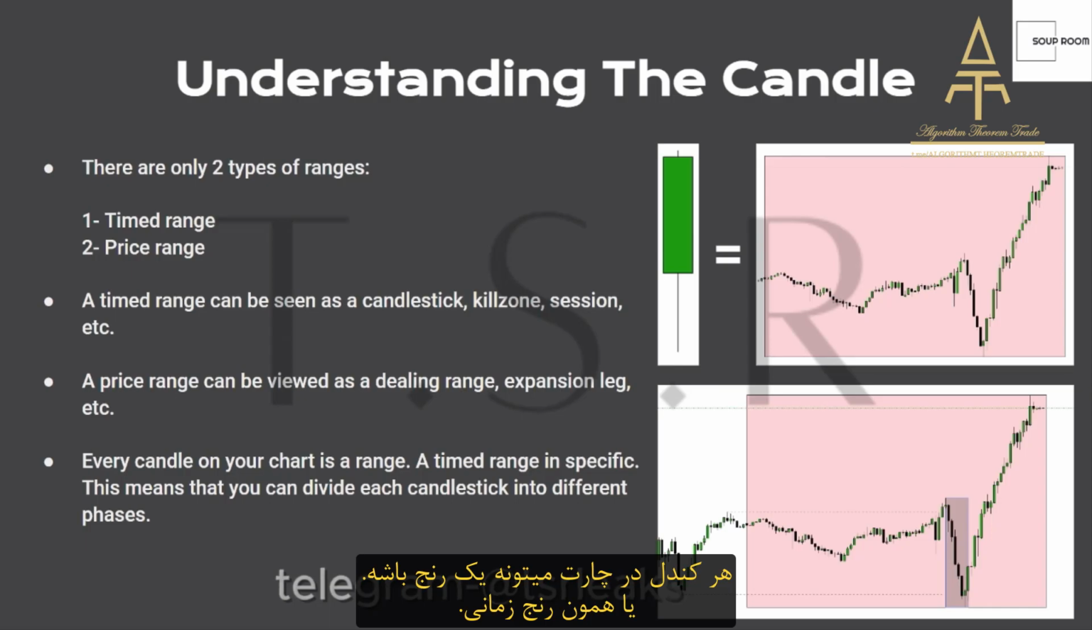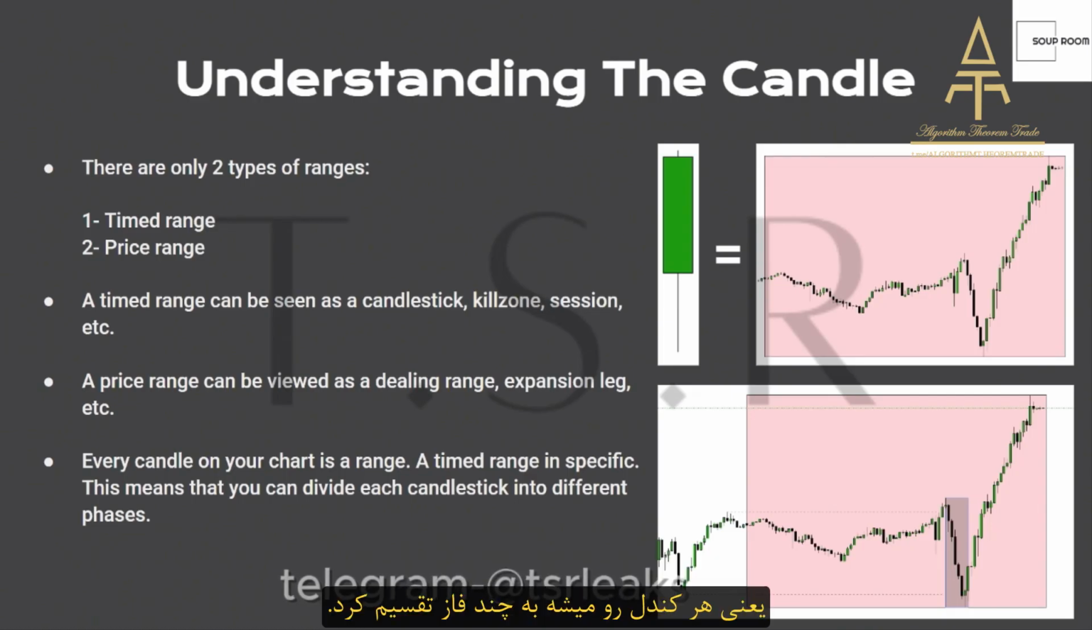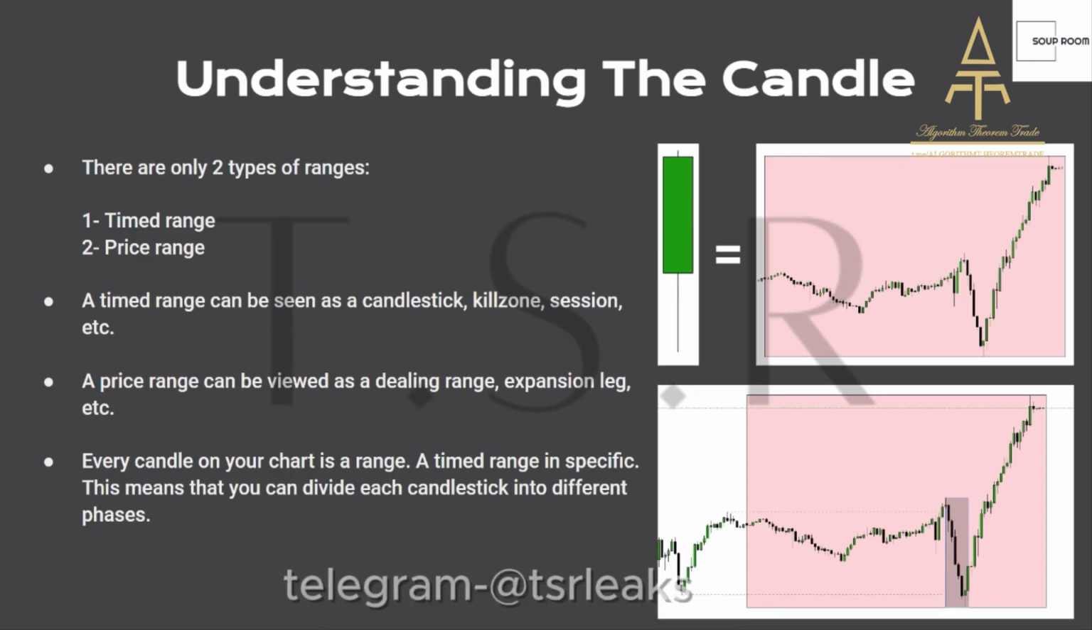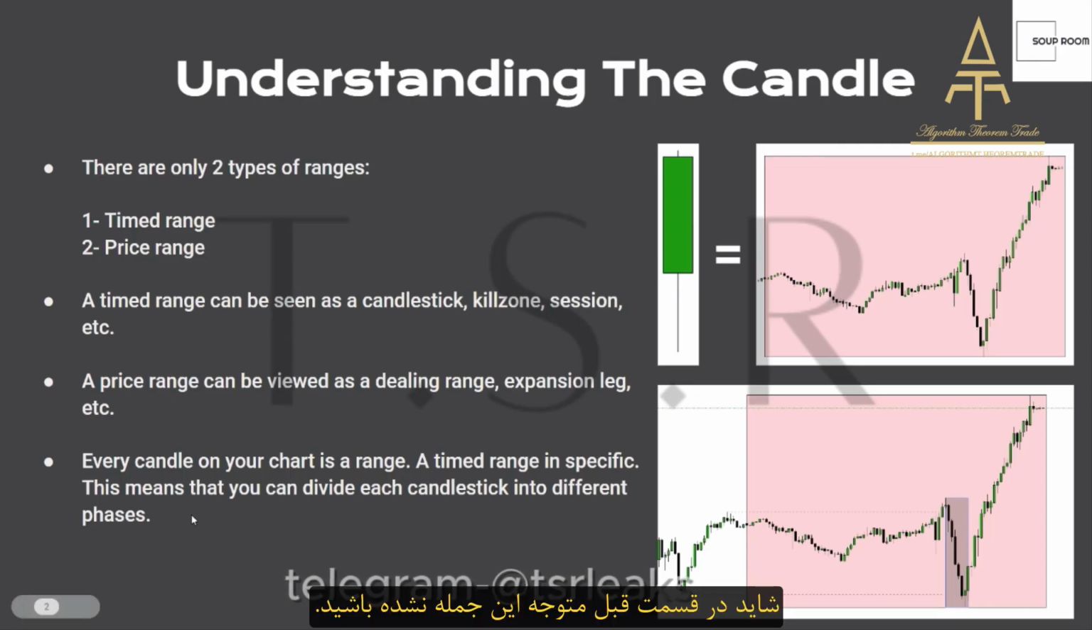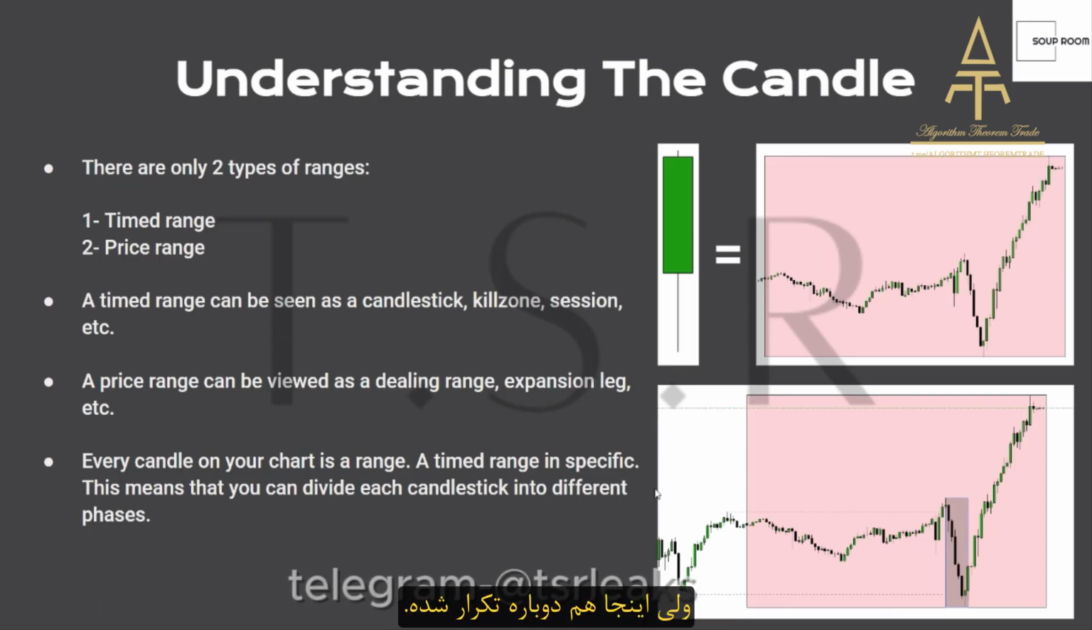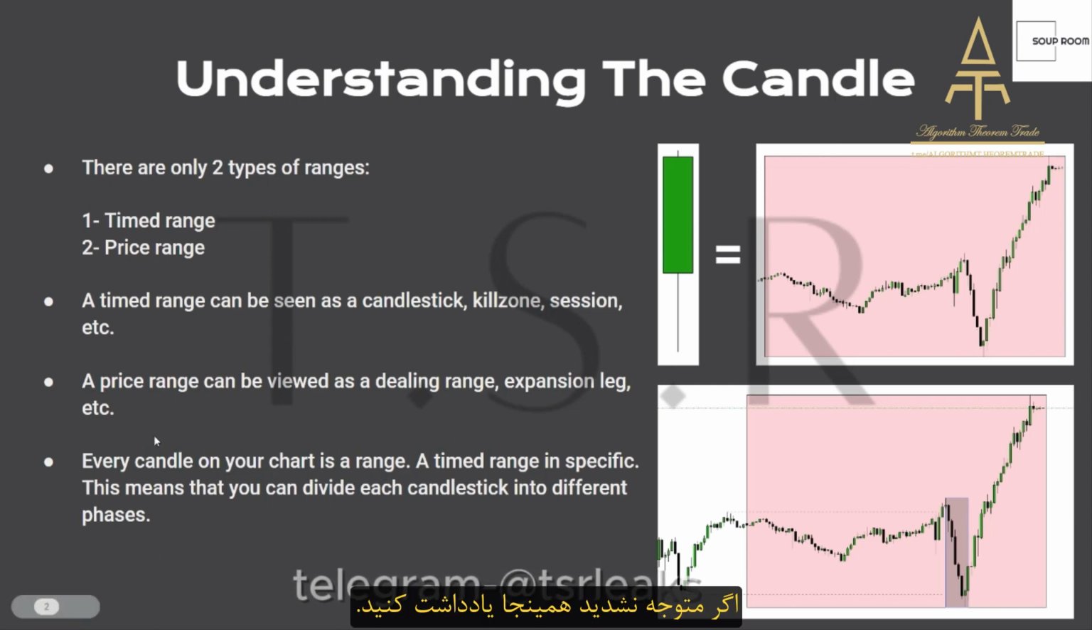Every candle on your chart is a range in itself, a timed range in specific. This means that you can divide each candlestick into different phases. A lot of you guys may have looked over this sentence last chapter. I am repeating it this chapter, and I'm going to put some importance on this point right here. Write it down if you haven't.